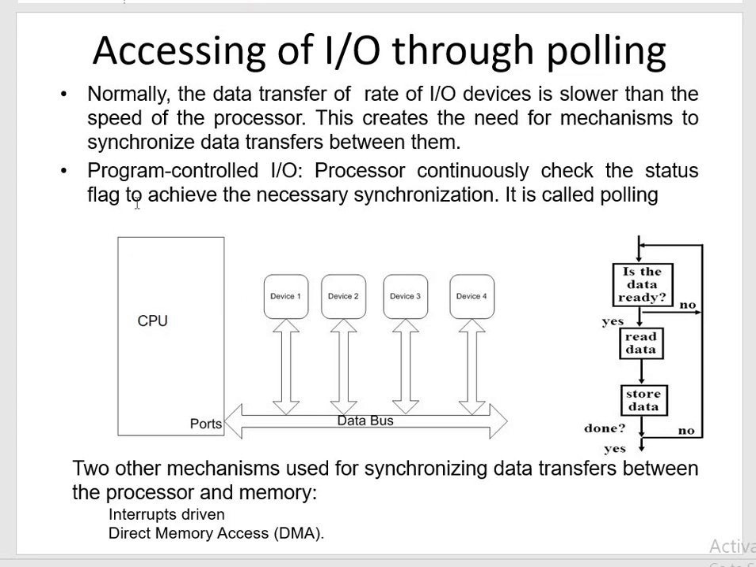Okay, the first scheme is known as program controlled I/O. In program controlled I/O, we will have to write the program in such a way that the processor continuously checks the status of the I/O devices, from where it wants to read the data or to whom it wants to send the data, to see whether that particular device is ready or not.